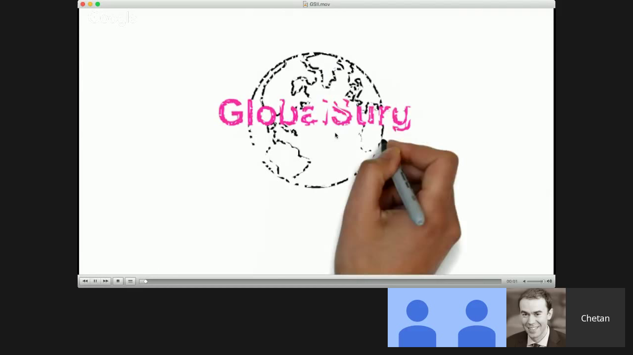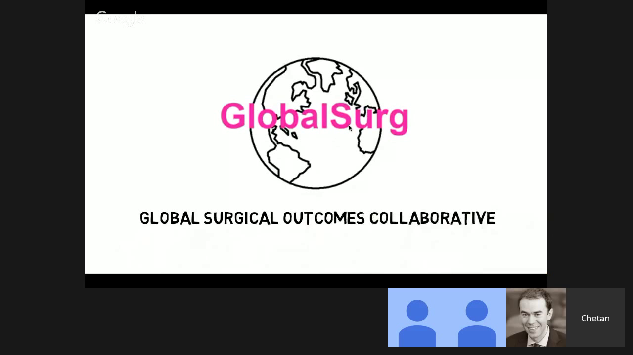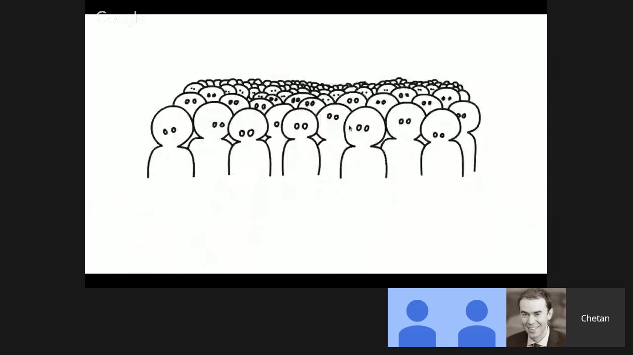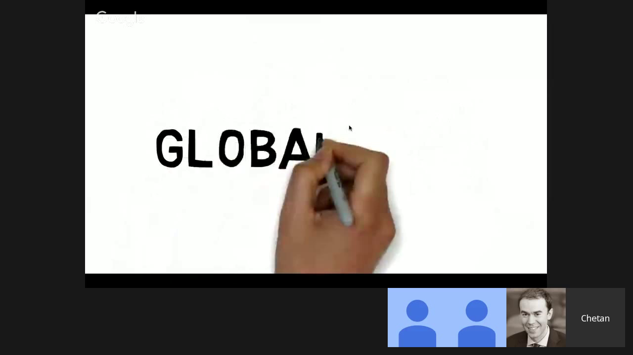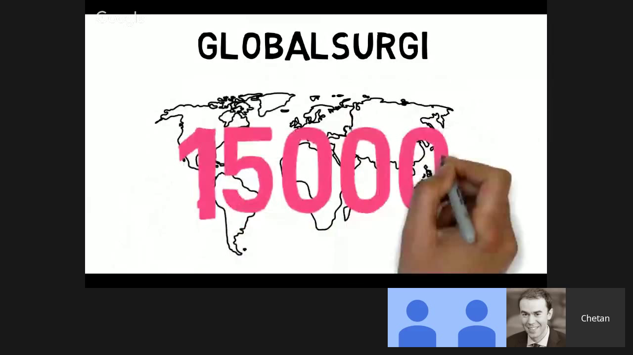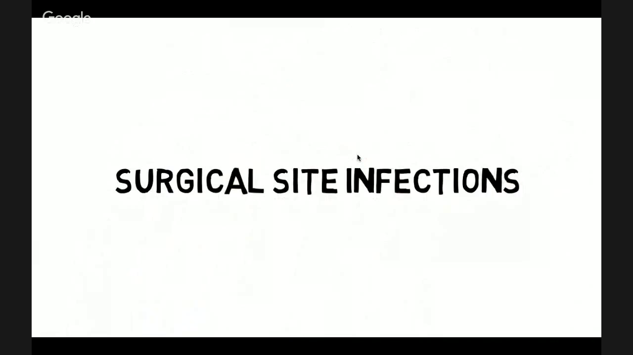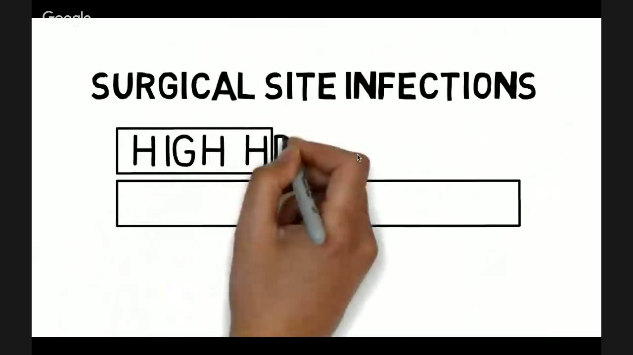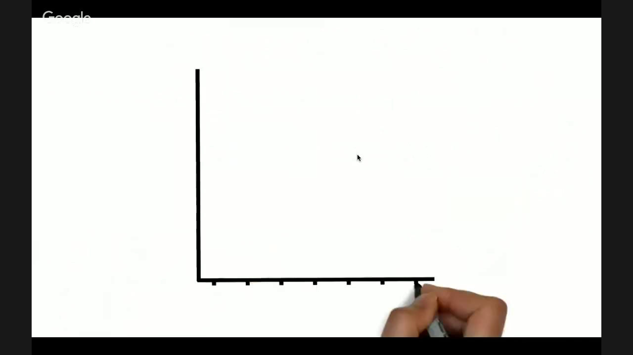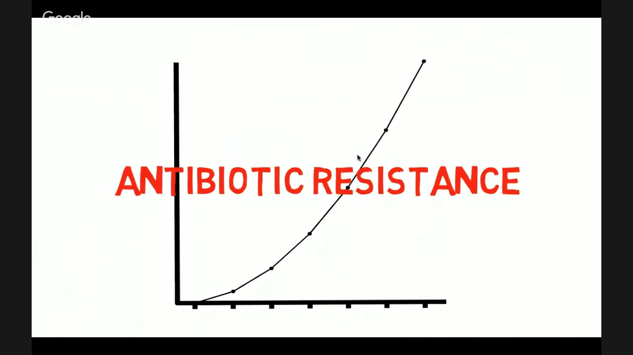Global Surg stands for the Global Surgical Outcomes Collaborative. It's an international network of over 3,000 surgical researchers, from medical students to consultant surgeons. The last study, Global Surg 1, collected data from across 67 countries. This included 15,000 patients. We found that surgical site infections are one of the most common post-operative complications following midline laparotomies. The incidence more than doubles between countries of a high human development index and those with a low human development index. Combined with the growing rates of antibiotic resistance, it is important to investigate this further.